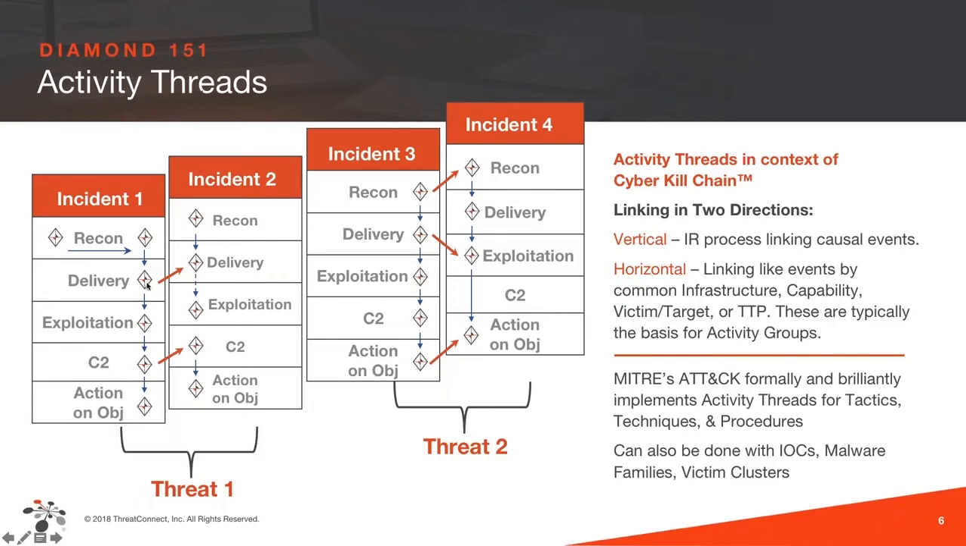Then we can use horizontal linking to link similar incidents to each other. So in this case, the C2 that was in incident 1 was the same C2 that was used in incident 2, or the delivery mechanism was the same or similar. Those linkages can occur and can be weighted by confidence, especially across horizontal or vertical links. This creates the foundation of some other uses of the diamond that you'll see next in creating activity groups.